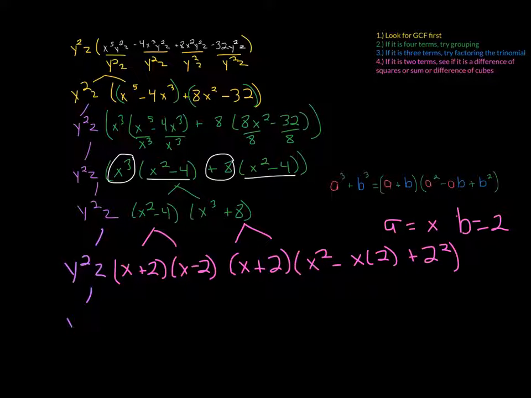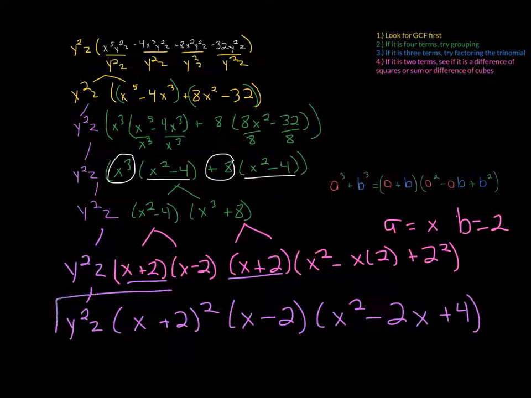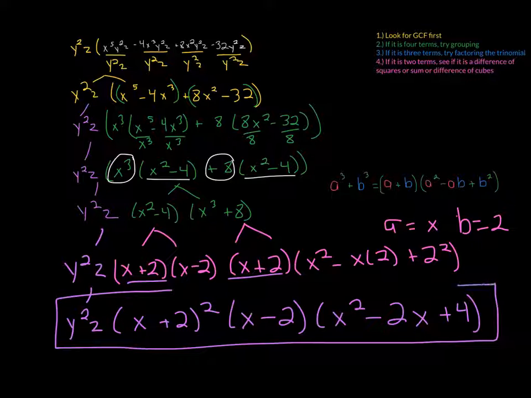And so that gives us y squared z, (x plus 2) squared, because there's 2 of them, (x minus 2), and let's simplify this: x squared minus 2x plus 4. And these are my factors.